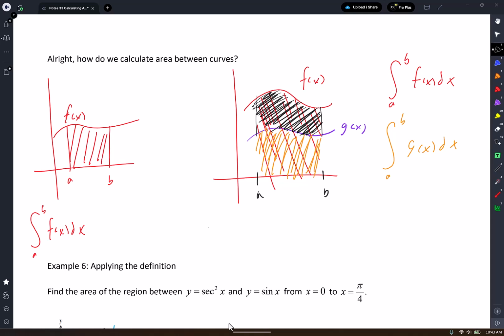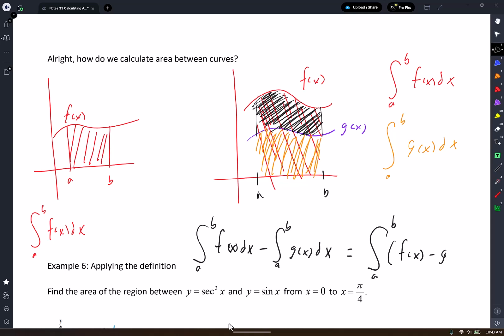So the one in black, I can go integral from a to b of f of x dx minus the area under the curve, just like Miss Vega said, a to b of g of x dx. Now, property of integrals, are my lower limits and upper limits the same? So I can rewrite this as one integral from a to b of what minus what? Don't forget your differential with a dx.